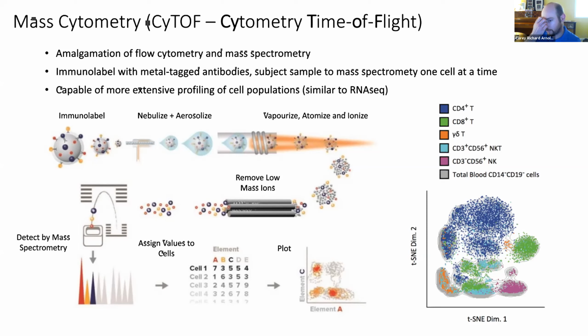And as you can see, the readout is very similar to what we saw with the RNA-seq. You get a tSNE graph on the bottom right there that will tell you which cells are similar, which cells are different, based on what they've expressed on the exterior of themselves.